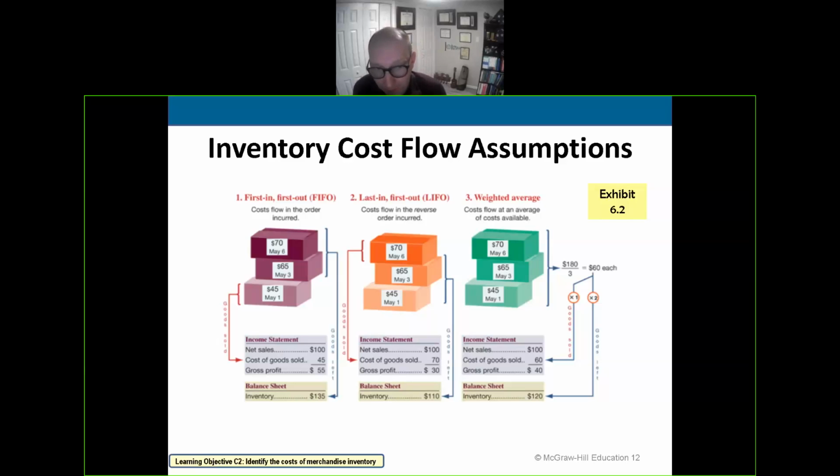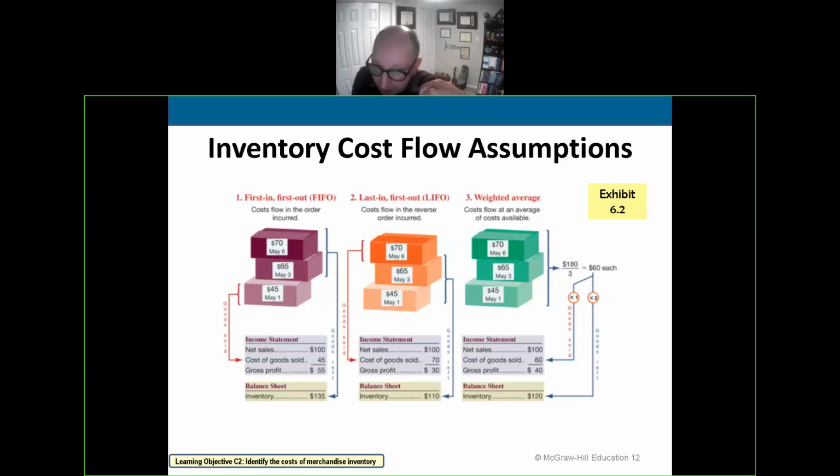In this example, I made 3 purchases. May 1, $45 worth of electronics. May 3rd, $65 worth of electronics. And May 6th, $70 of electronics. These were the 3 purchases I made during the month of May, the accounting period for May. So I take the last purchase, last in, first out. The last purchase is the cost of goods sold.